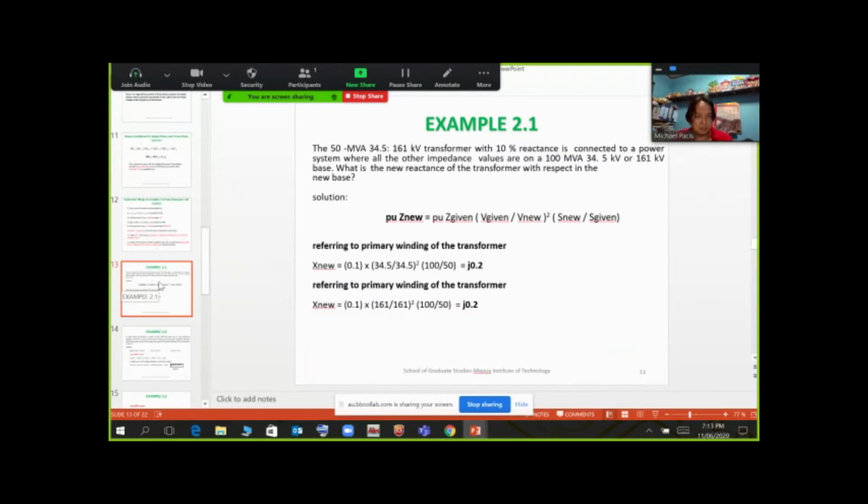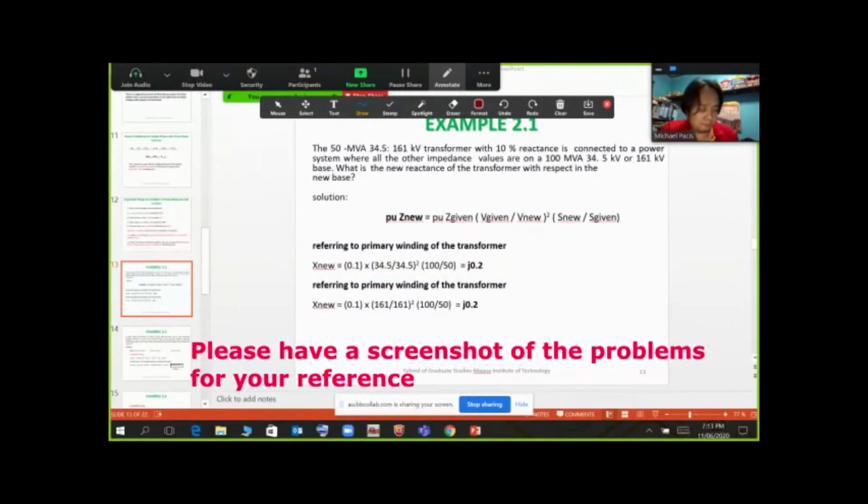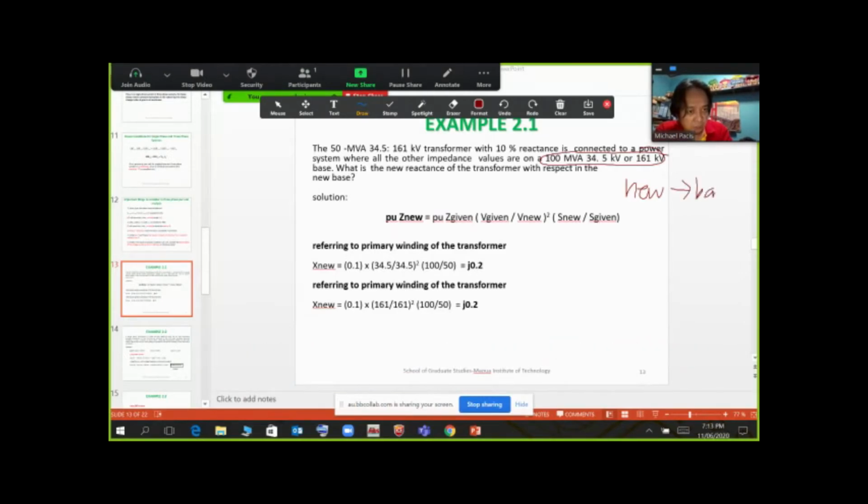You have a 50 MVA, 34.5 by 161 kilovolt transformer having a 10% reactance, connected to a power system where all the impedance values are on a base of 100 MVA, 34.5 or 161 kilovolt. The question is, what will be the new reactance of the transformer with respect to the new base? We can solve this problem with ease simply because you already know the new base value, as we have discussed.